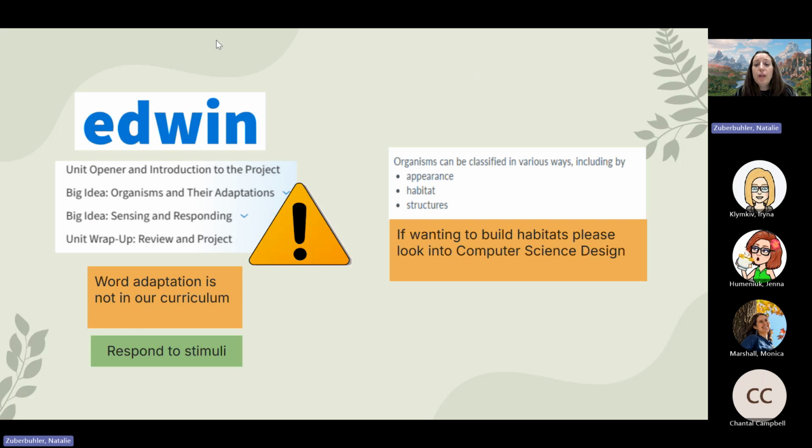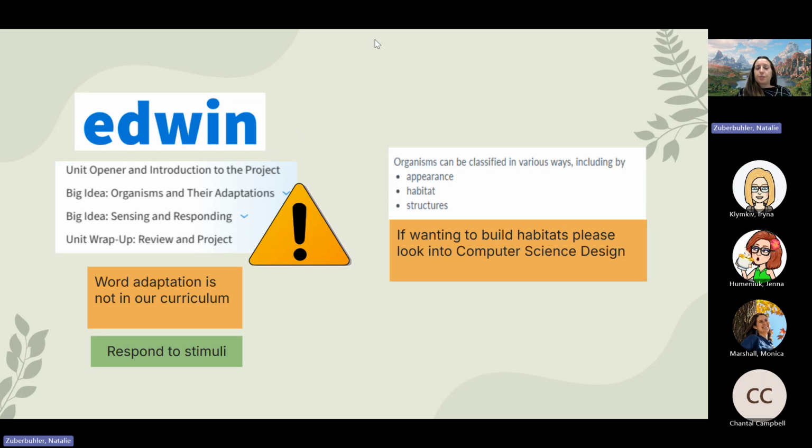Now, we know we do have Edwin to support our new science as well, but I want to make a note that on Edwin, sometimes they retrofitted a little bit of their science stuff to keep up with our pacing guides. You're going to see that word adaptation, adaptation, adaptation a lot in grade 4 on Edwin. And what we want to say in our Alberta curriculum is respond to stimuli. It's not necessarily an adaptation.